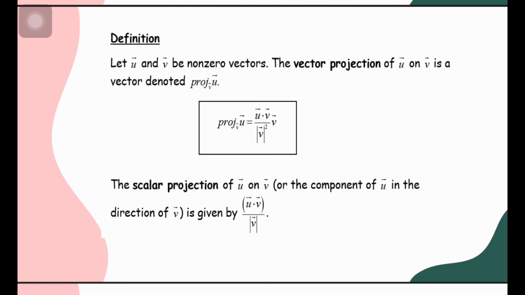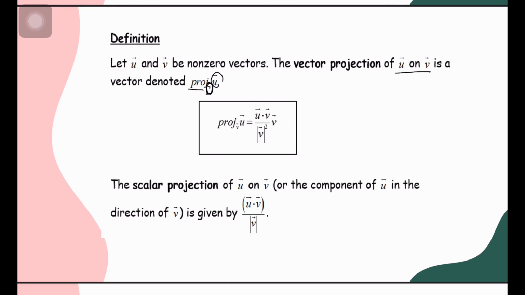Let the vector U and vector V be non-zero vectors, means vector U and V can be defined as a vector. The vector projection of U on V is a vector denoted by project of U on V. Okay, you see U on V. So this one is the projection of U on V. V is the subscript here.